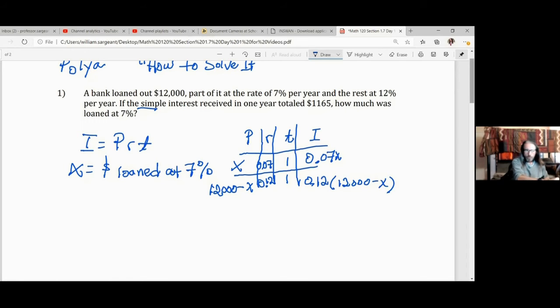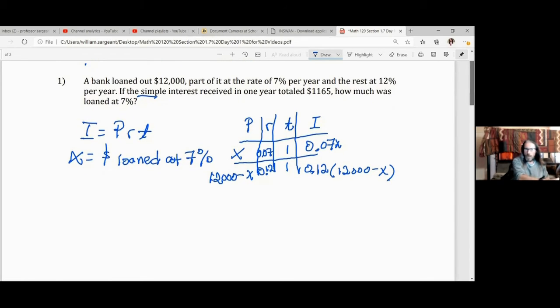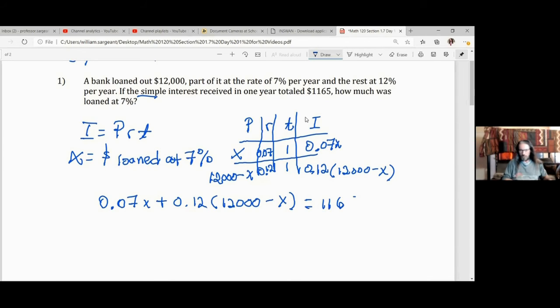So think about what we're told here with simple interest. Notice I didn't write both of those were equal to 1,165. It's the total, which is implying that we have to add. It's a very strong implication. And that sum is $1,165.